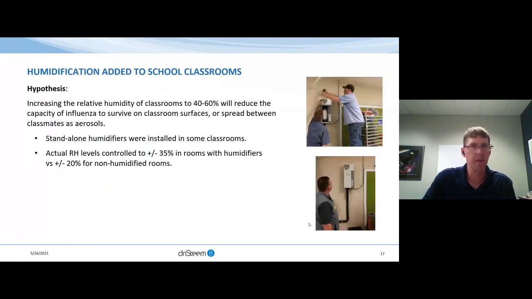And so active humidification was placed in a few of them and maintained at about 35% relative humidity versus 20% relative humidity for those that were not humidified. And the thought was that by increasing it to that more ideal range, that 40 to 60% or closer to it, would reduce the likelihood of seeing those influenza particles within those classrooms that were humidified. And temperature between both of them was maintained at about 68 degrees.